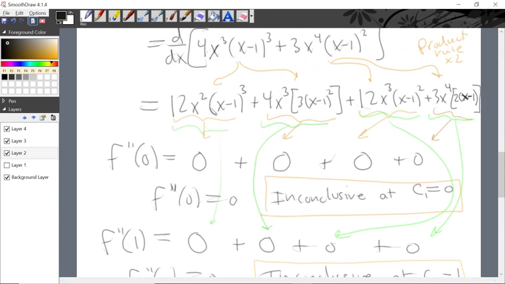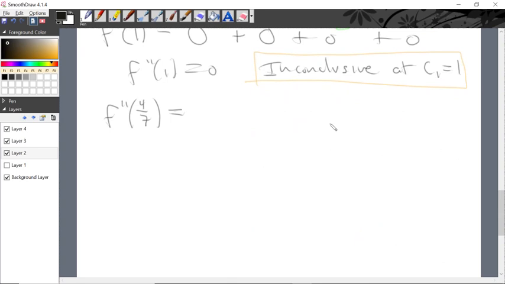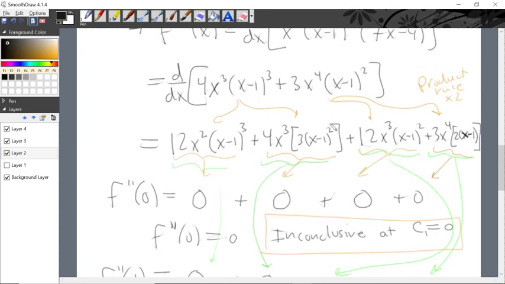To plug in 4/7, we're going to get a bunch of quantities here. This one's going to end up being negative. This one's going to be positive. This one's going to be positive. I see that because 4/7 minus 1 is negative, and then we're cubing it, so that's negative. But here, 4/7 minus 1 is negative, but then we're squaring it, so we're getting positive. So we're going to get a combination of negatives and positives here. And I'm ultimately interested in whether f double prime of 4/7 is, in the end, positive or negative.